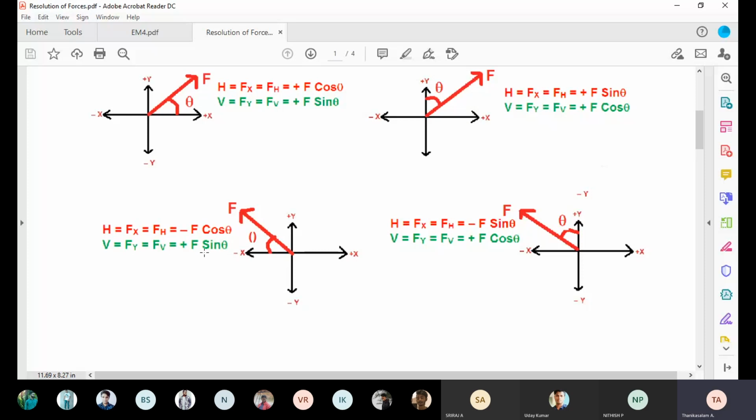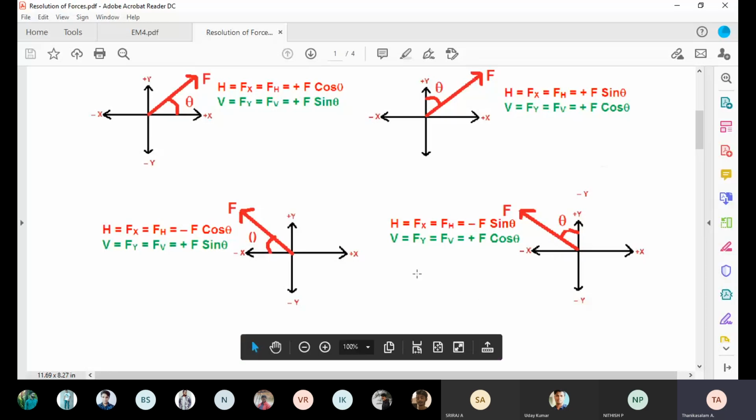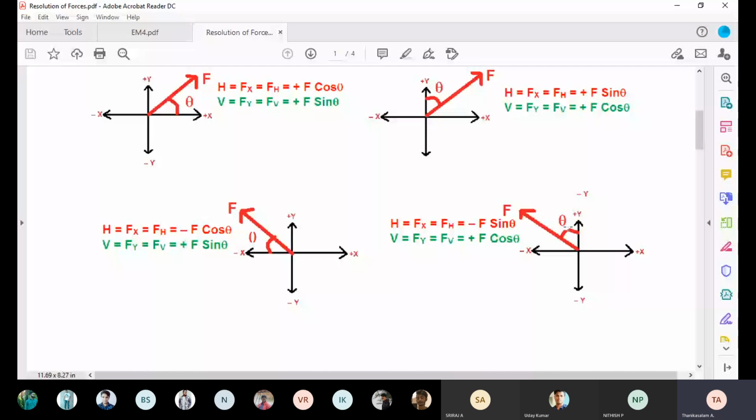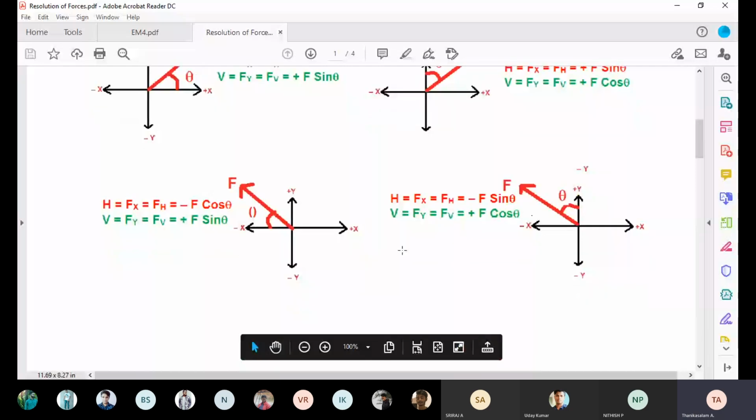V equals the vertical component, plus F sin theta, in the second quadrant. Vice versa here also. See here, in the second quadrant, theta is along the y-axis, the force with respect to the y-axis. Therefore, the horizontal component is minus F, y minus x minus theta. There is no theta along x, therefore F sin theta. See the vertical component, V equals Fy, that is equal to plus F cos theta, because theta is along the y-axis. Therefore F cos theta. This is what we discussed in the last class.